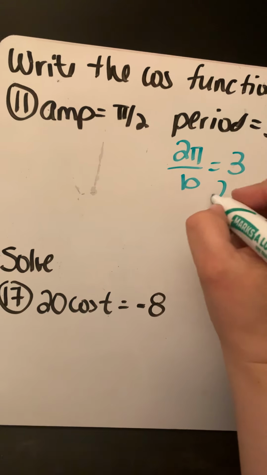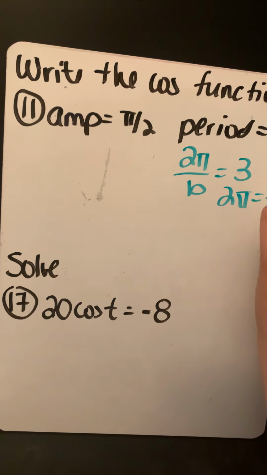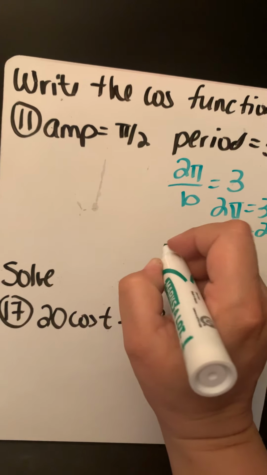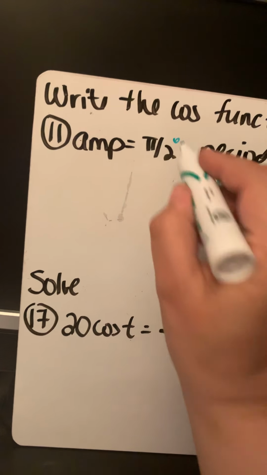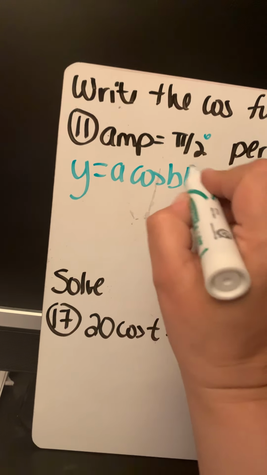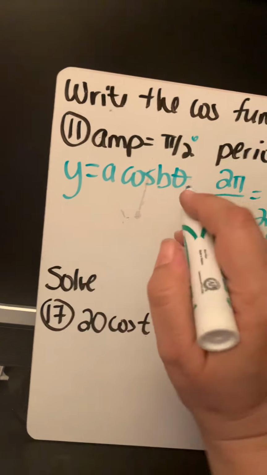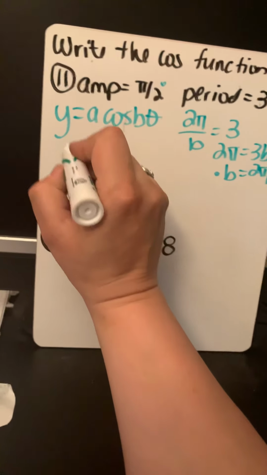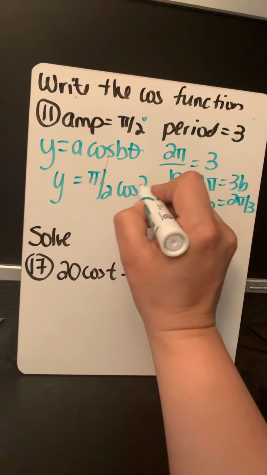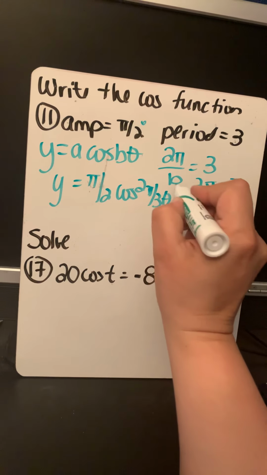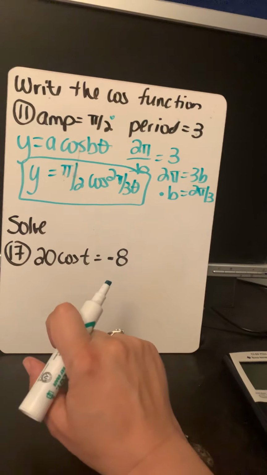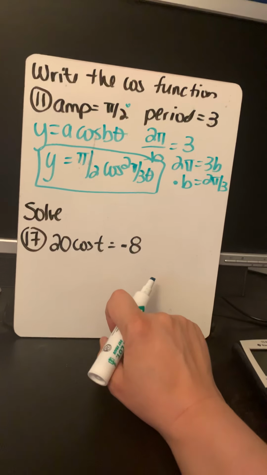So I'm going to cross multiply. 2 pi equals 3b. So b equals 2 pi over 3. Okay, so there's my b. I have my amplitude, I have my b. y equals a cosine b theta, or a cosine bx, however they want to put that. So y equals my amplitude, which is pi halves, cosine 2 pi over 3 theta. Done. That's all there is to it. You just have to solve for b and use your formula. Just cross multiply to solve.